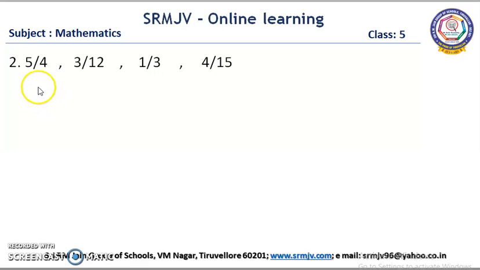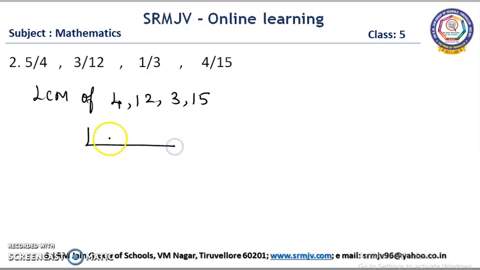Okay, the next fractions are 5 by 4, 3 by 12, 1 by 3, 4 by 15. Here, these fractions are unlike fractions. To compare the unlike fractions, we have to convert them into like fractions. For that, we are going to find the LCM of the denominators 4, 12, 3 and 15. To find the LCM, we are going to use the L division method. So 4, 12, 3 and 15.